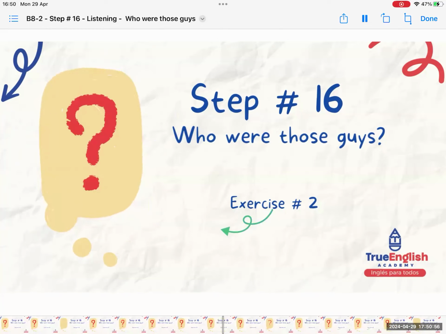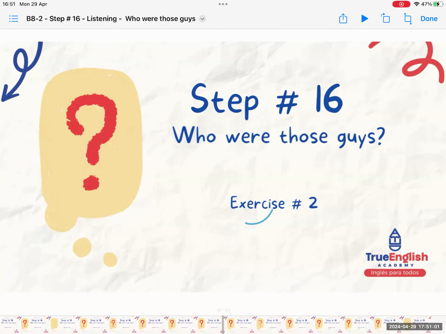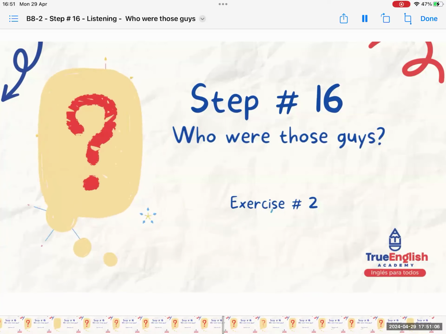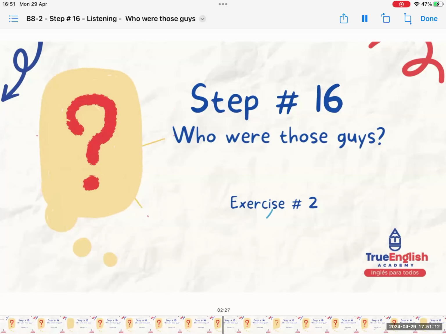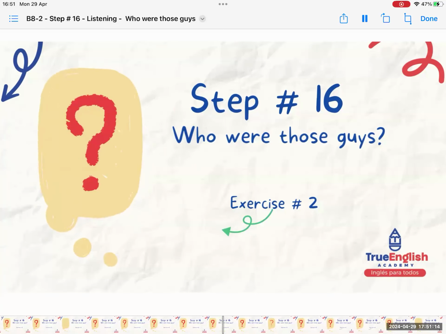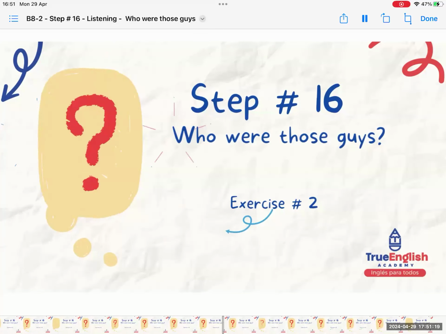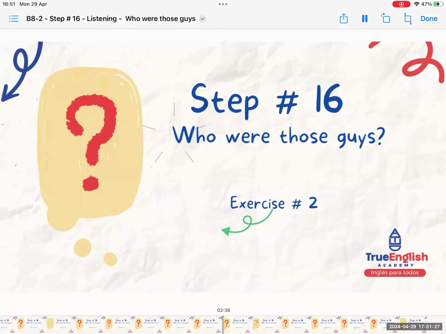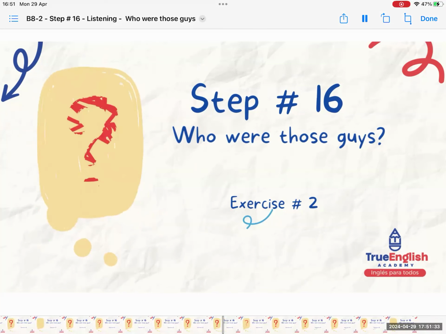Number 7. Henry Ford was an American man who founded Ford Motor Company. Fundó. Found it. Ford. F-O-R-D. Ford Motor Company. Next.